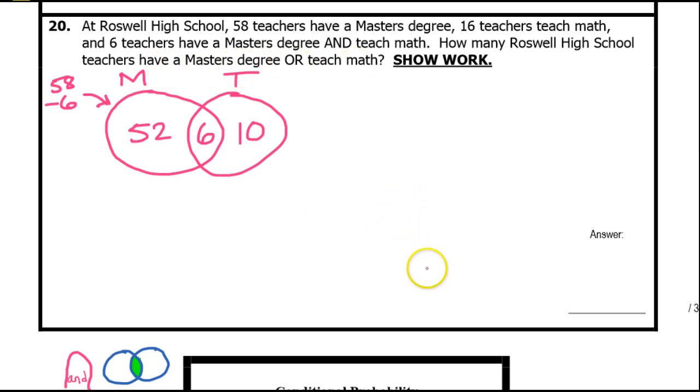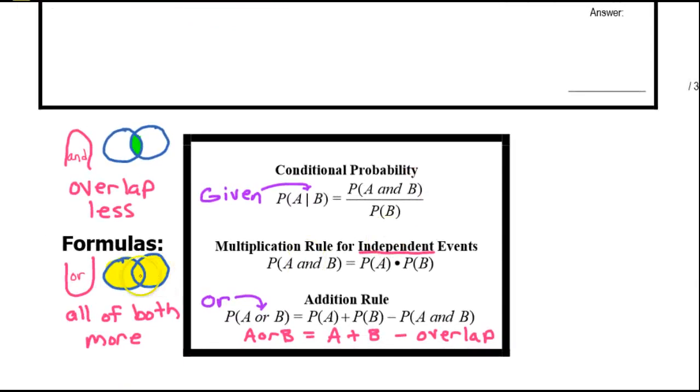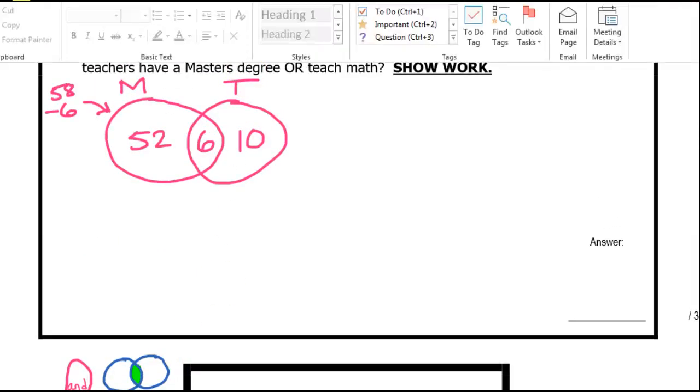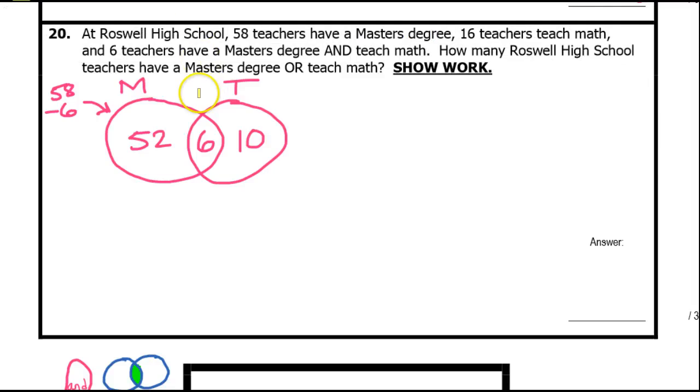Remember what we learned about the word or. Or means all of both, and looking at a Venn diagram, it looks like this. So when we say math teachers or master's degree, we're talking about all of both. We're talking about all of this. Basically all we have to do is add these three numbers, and that will tell us how many teachers have a master's degree or teach math.